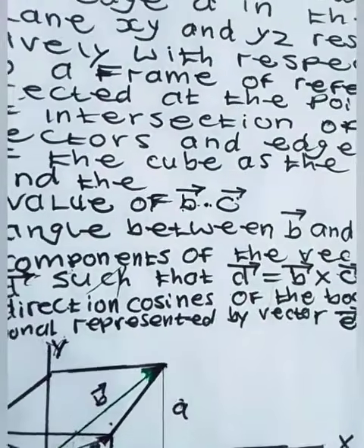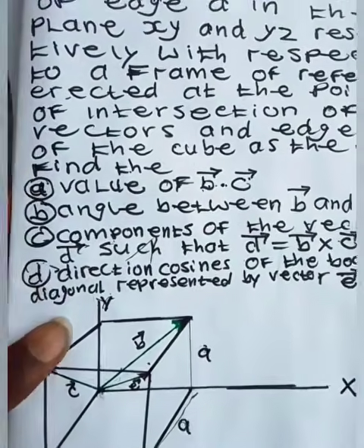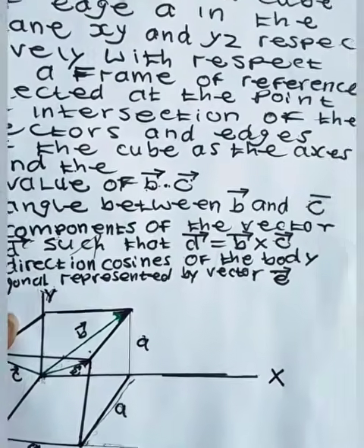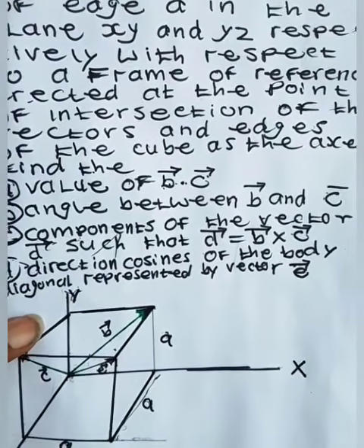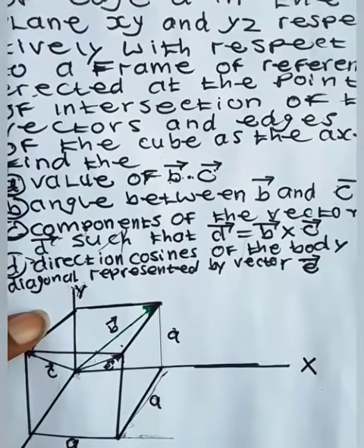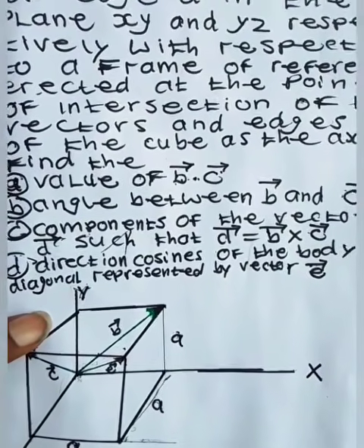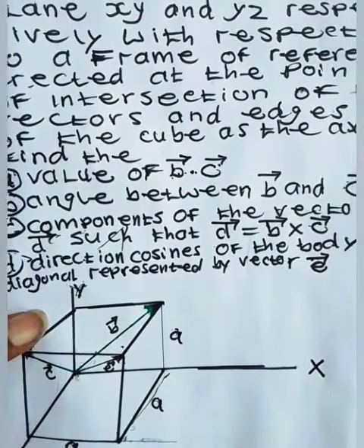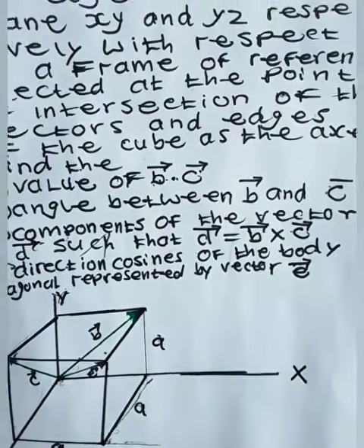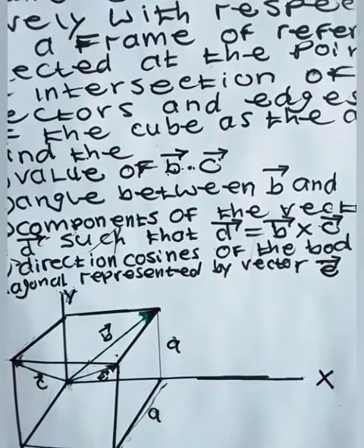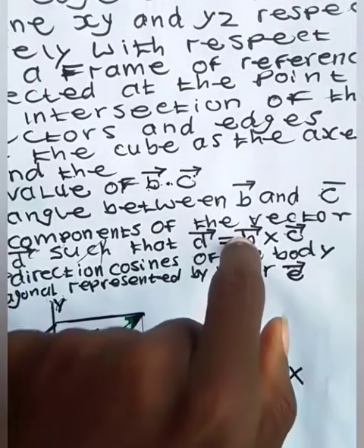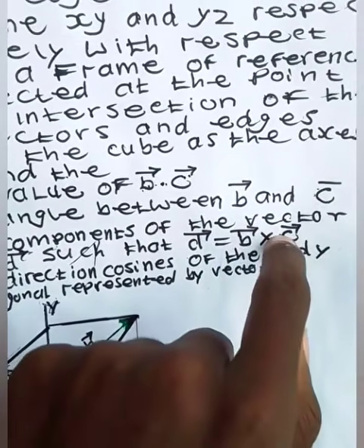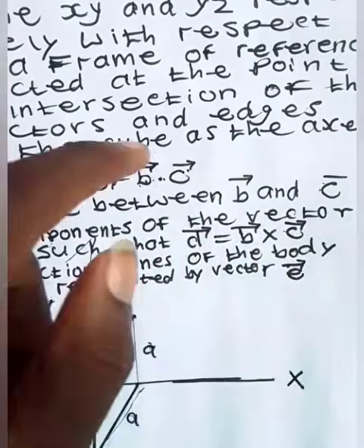So the next question is question C, the components of the vector d. It's like we have come up with a vector d which we can't see, but they're saying that d is equal to b times c, basically they're just saying that d is equivalent to the cross product of b and c.